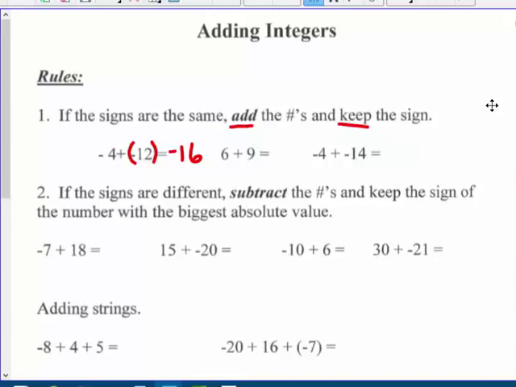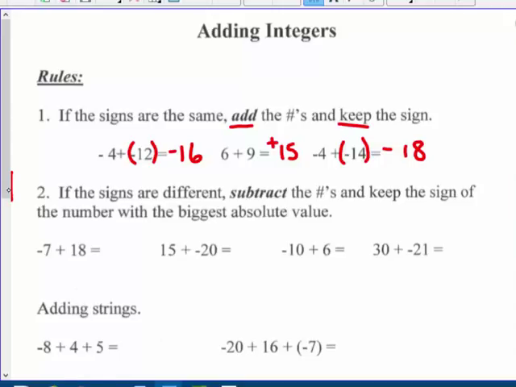Same signs, add and keep. 6 plus 9, you learned that in first grade. So yes, it's still the same. It's 15 and it's positive 15. Same signs, add and keep. Negative 4 and negative 14. Add those numbers, you get 18, and keep that sign, negative 18.